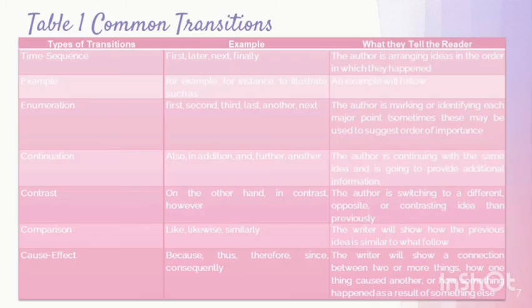The next is Table 1, common transitions. This is an example of a transition, like a time sequence. For example: first, later, next, finally. On the right, we can see what they tell the reader. For example: first, second, third, last, another, next, and so on.